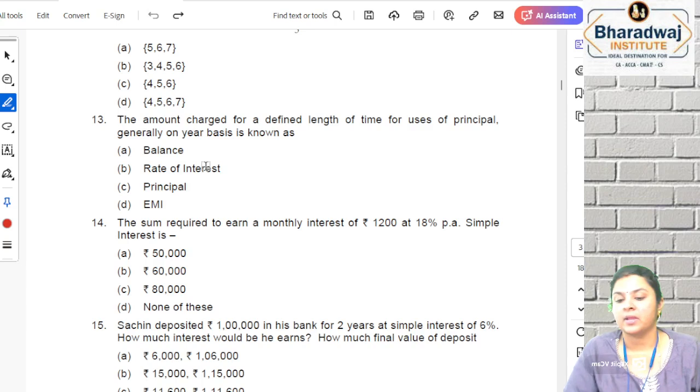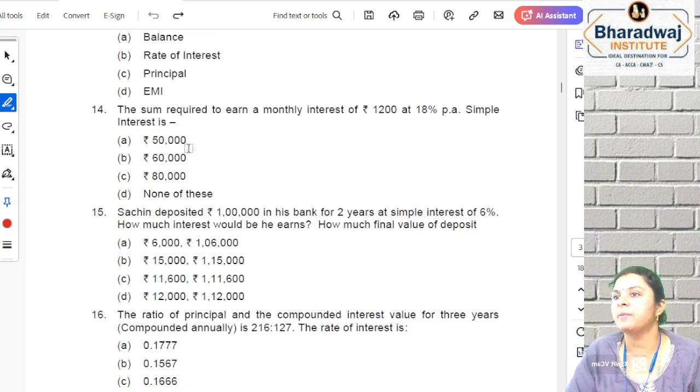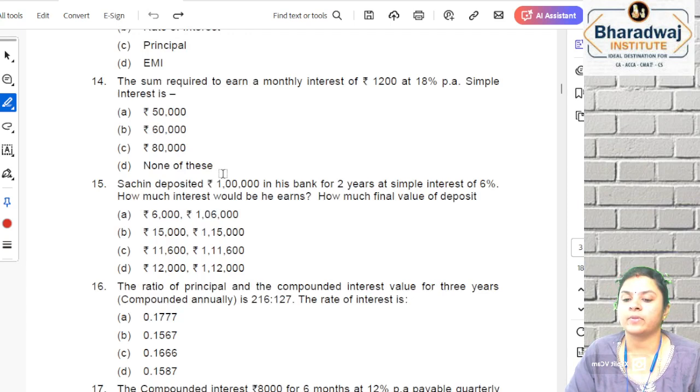Okay. Next, the sum required to earn a monthly interest of 1200 at 18% per annum simple interest. Direct formula substitution. You can solve on your own and check. Can I move on?